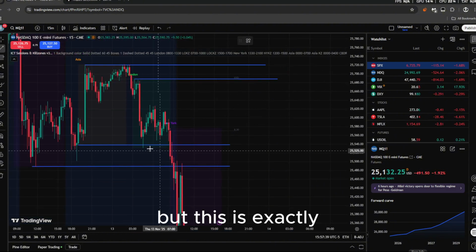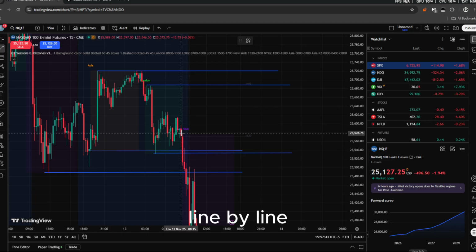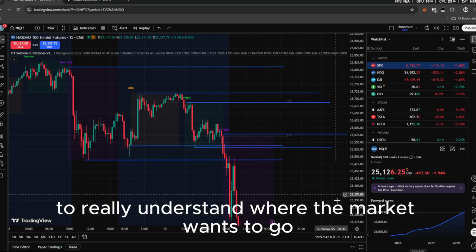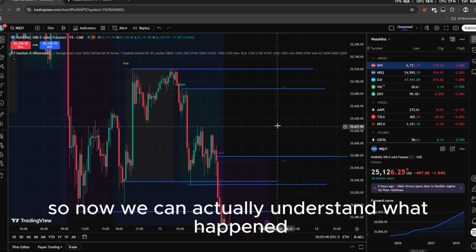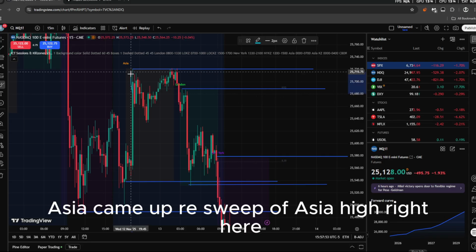But this is exactly how I would be marking everything out, line by line, to really understand where the market wants to go. So now we can actually understand what happened. Asia came up, resweep of Asia high right here.